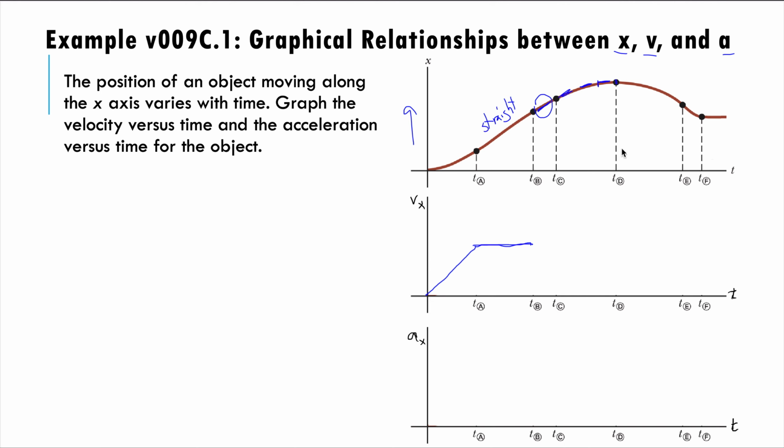Can you find a point at which we stop? That means that the slope of the line tangent to that point has to be 0, right? When you're stopped on an x versus t graph, that means that the slope is 0 because the slope is the velocity. If you're stopped, that means your velocity is equal to 0. So the slope of the line tangent to point D here, this is a horizontal line. That slope is 0. That means we're stopped at this point.